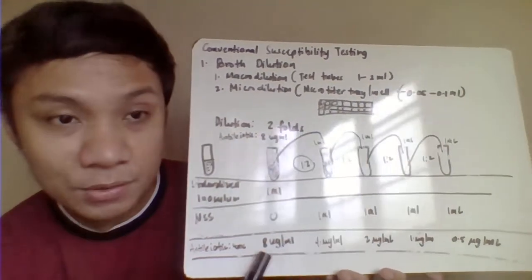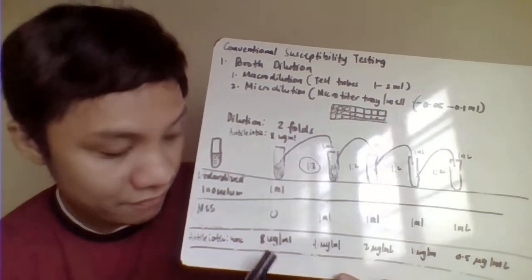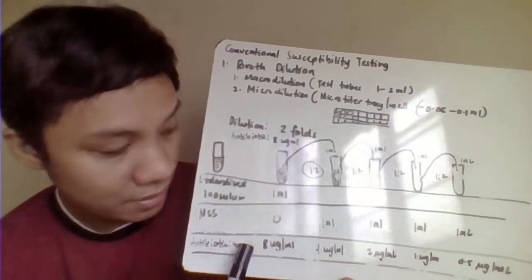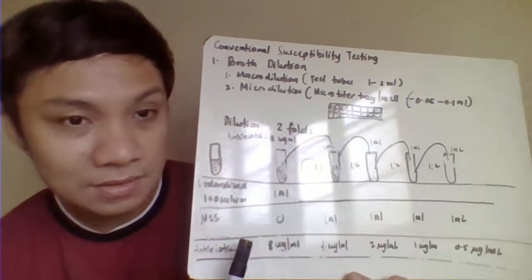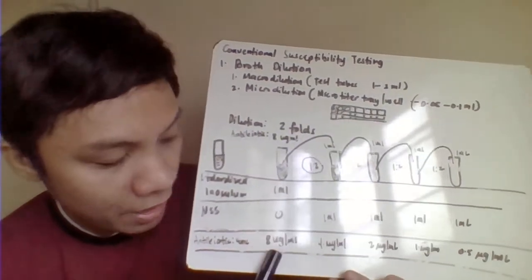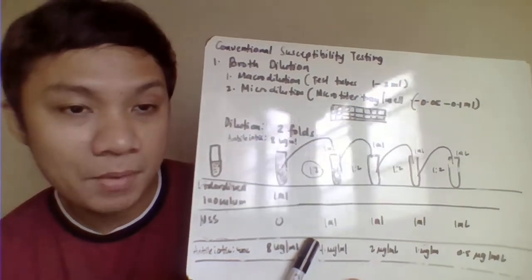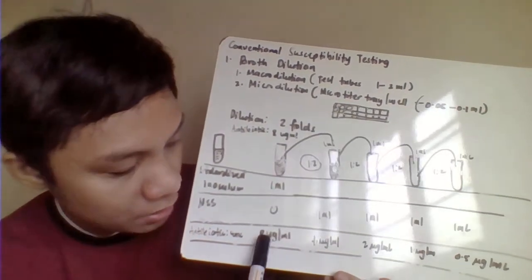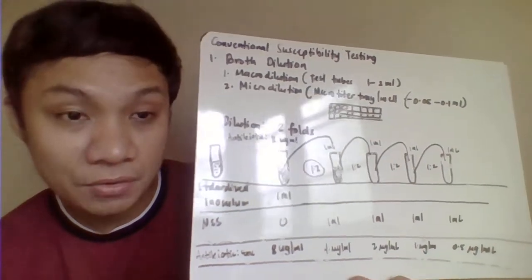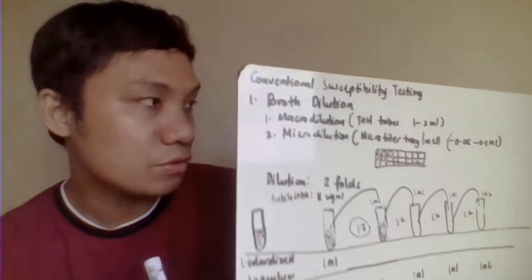Since you are diluting your entire solution here by 1/2, your antibiotic concentration is also being reduced to half. So from the first one, since you don't have a diluent on this, still 8 microgram per ml pa din siya. And the second tube gives you 4 microgram per ml because you try to divide it by 2, divide by 2, divide by 2. That becomes your dilution. Okay, so that's your twofold dilution.